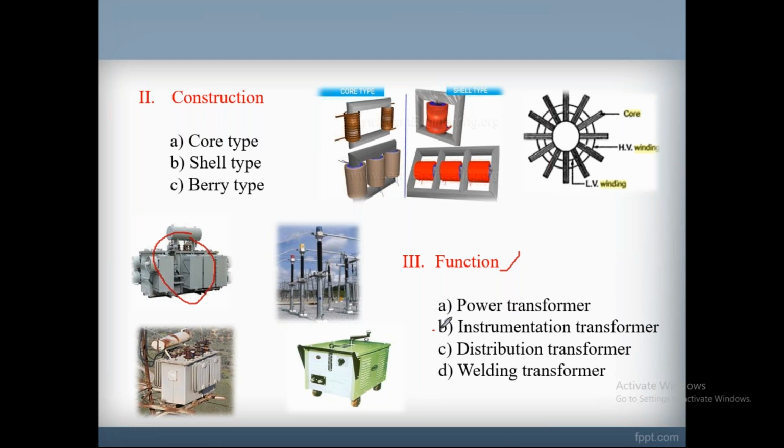And the next thing is the instrumentation transformer. Here the instrumentation transformer has different characteristics. What is the meaning of instrumentation? Generally the instrumentation transformer is again classified into 2 types. One is current transformer and the other is potential transformer. Now I will tell you what is the purpose of current transformer and what is the purpose of potential transformer. Generally in a transmission system, a huge amount of current and a huge amount of voltage will be available.